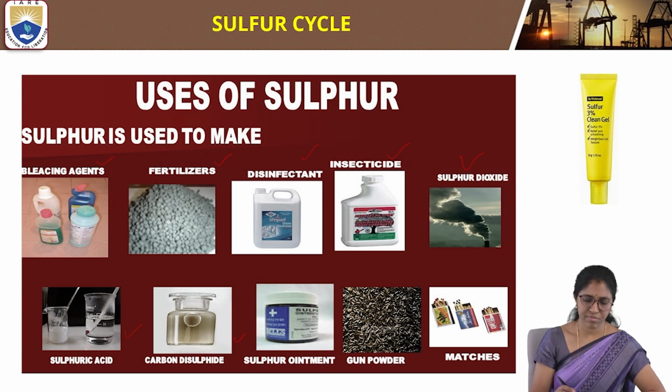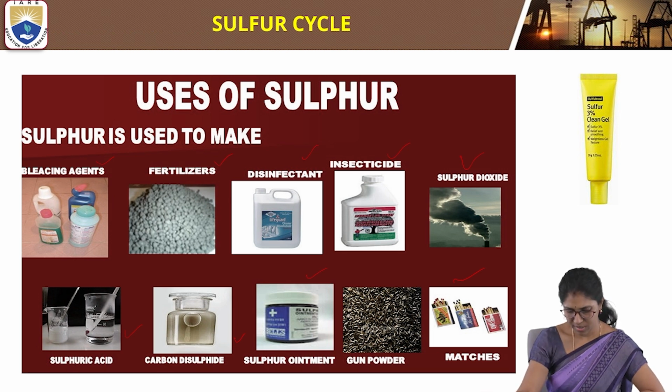Sulfur is also used for making sulfur ointment, gunpowder and matches. So these are various uses of sulfur in our human daily life.